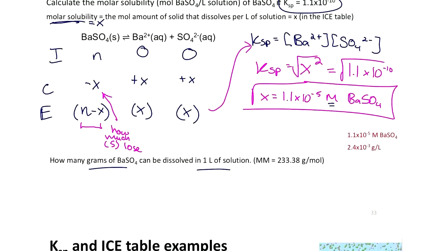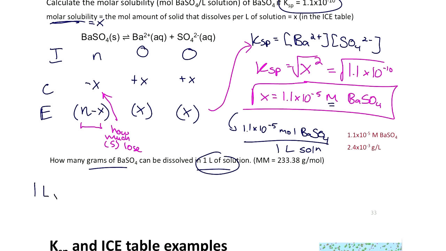What does molarity mean? Big M, moles per liter. So we can rewrite this unit, x, molar solubility, as 1.1 times 10 to the negative 5 moles of barium sulfate present in 1 liter of solution. So if I'm asking you, how many grams of stuff can dissolve in 1 liter of solution? Let's start with 1 liter.